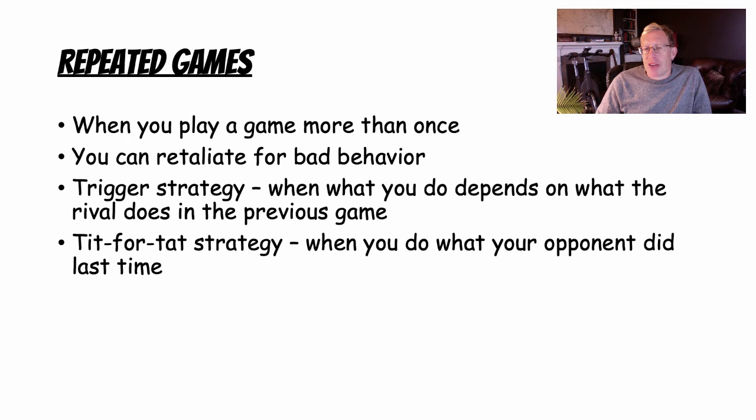Another kind of trigger strategy, though, is called a tit-for-tat strategy. And this is a strategy where you respond to your opponent by doing exactly what they did in the previous period. So if you have a game where all you have to decide is whether you're going to cooperate or not cooperate, in period 1, you both cooperate. In period 2, your opponent cheats because it gives them a bigger payoff while you cooperate. Then in period 3, you cheat because that's what they did the last time.